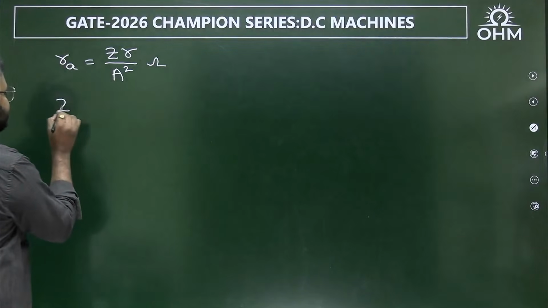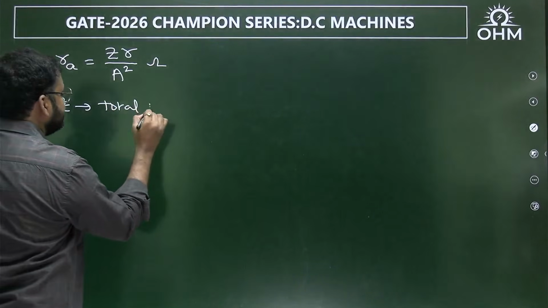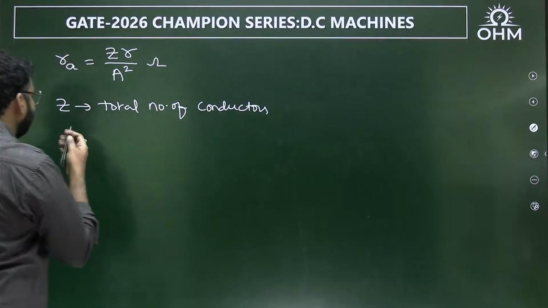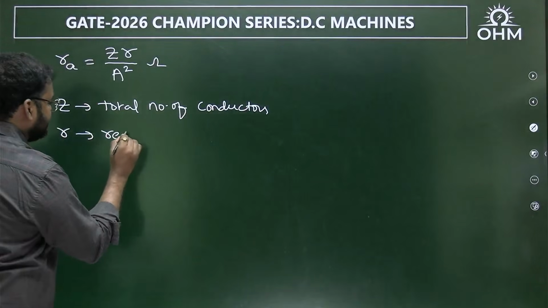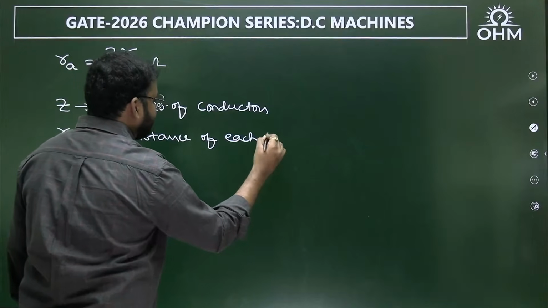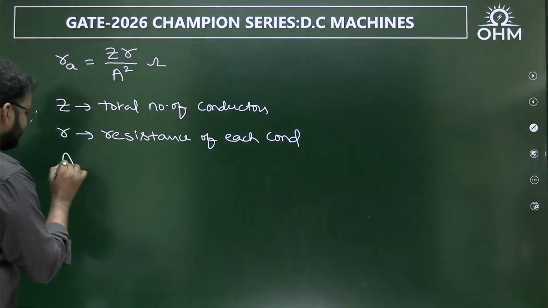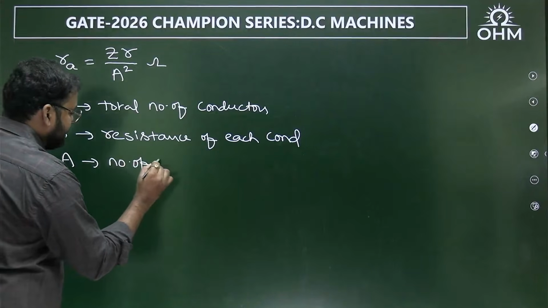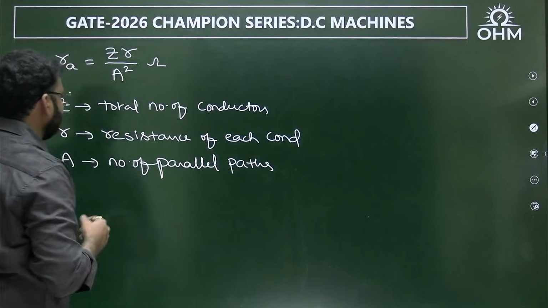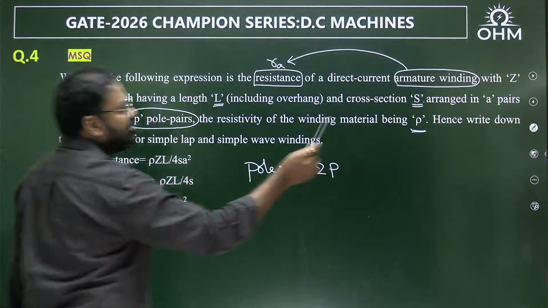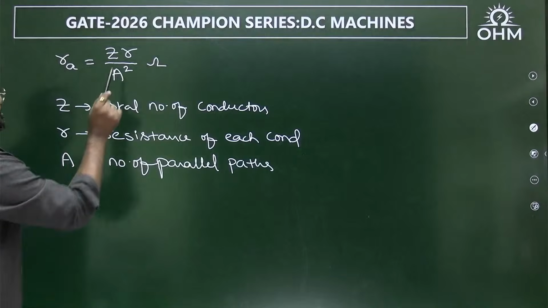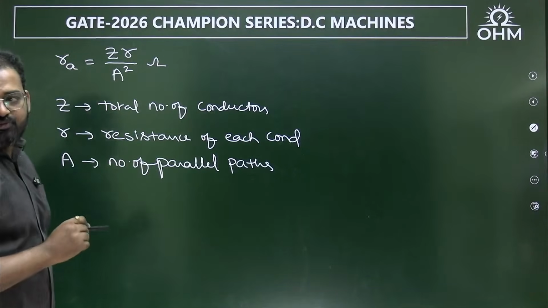Where Z is the total number of conductors, and small r is the resistance of each conductor. And A is the number of parallel paths, right? In the given question also, the number of conductors is expressed with the letter Z only. Okay, Z is already there. So your duty is to find out the resistance of each conductor first, small r.